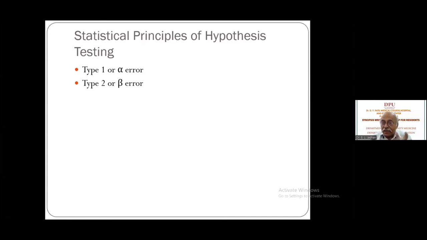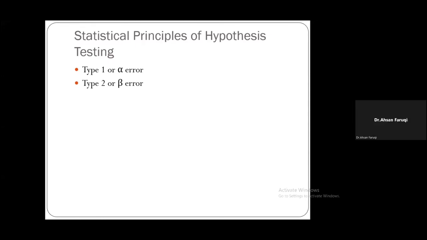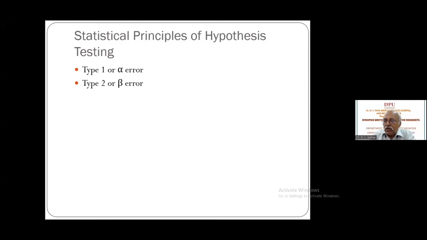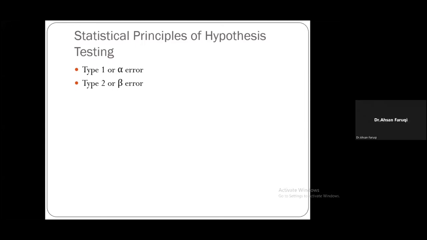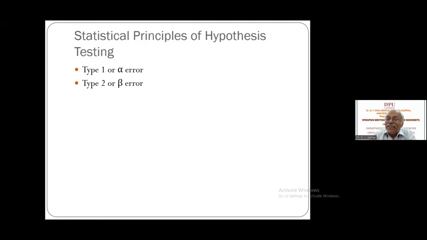Type 2 error is there is a difference. Actually, there is an association between obesity and lethality, but in my study, I have failed to find a difference. This is called type 2 error. Type 1 error is when there is no difference in the 2 groups, but I find a difference. And type 2 error, or beta, is when there is a difference which I fail to find in my sample.